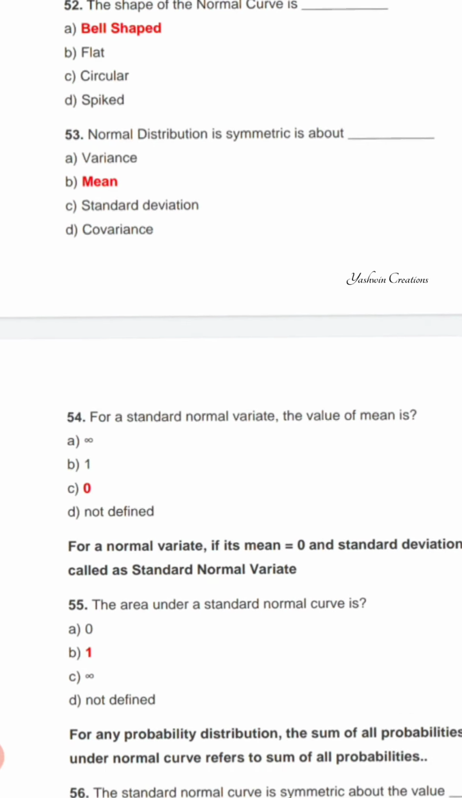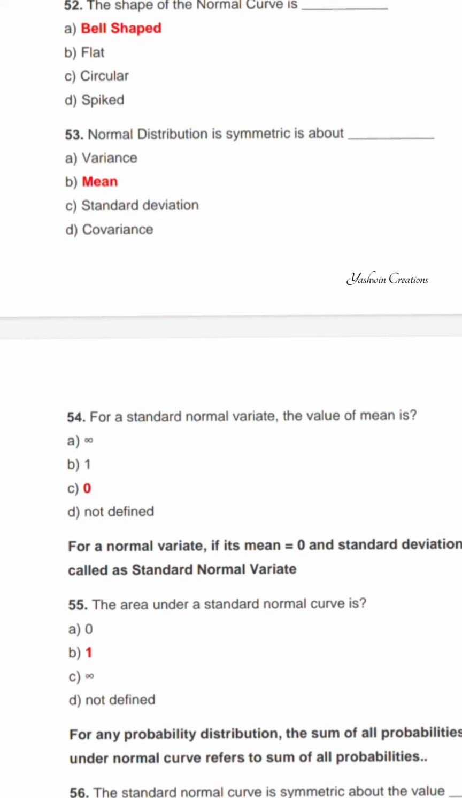So the area under a standard normal curve is, this question is also asked in the VTU-ETR. So this question and this question, you can check in the VTU-ETR question paper, research methodology. The area under a standard normal curve, the answer is 1.